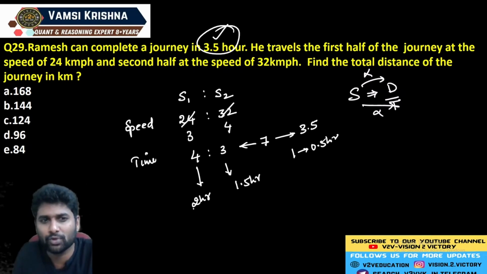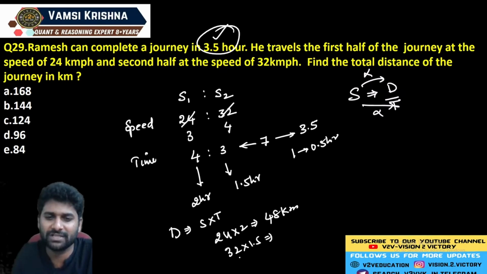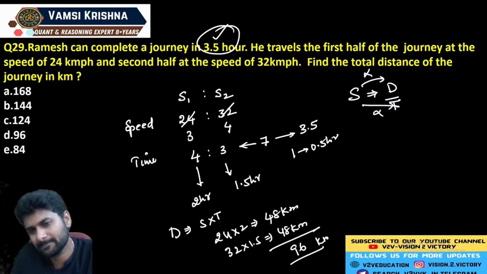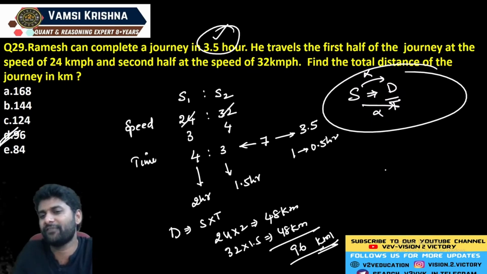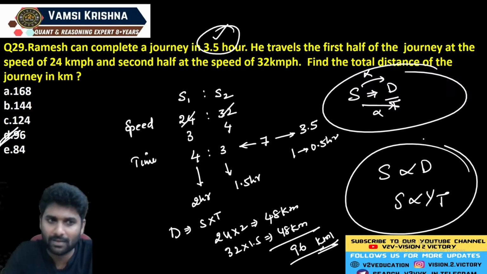Now we know the speed, we know the time, so you can calculate the distance. Distance is equal to speed into time. 24 multiplied by 2, the first half of the journey is 48 kilometers. Now 32 multiplied by 1.5. So 32 ones are 32, 32 into 0.5 is 16. So again it is 48 kilometers. Now the total distance is 96. Just know this information. Speed is directly proportional to distance. Speed is inversely proportional to time.